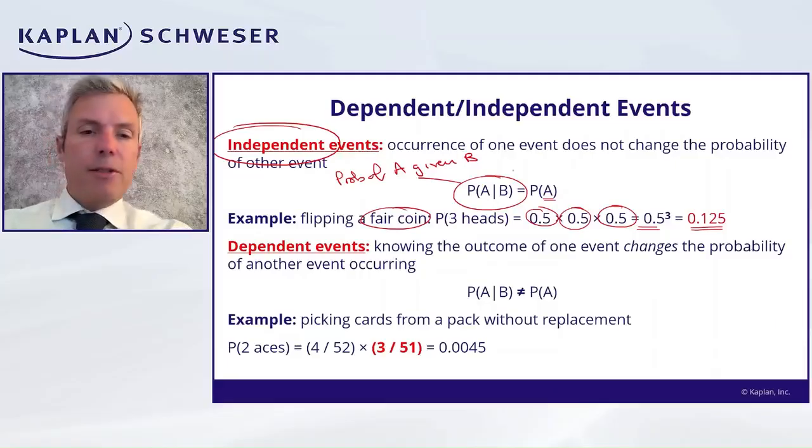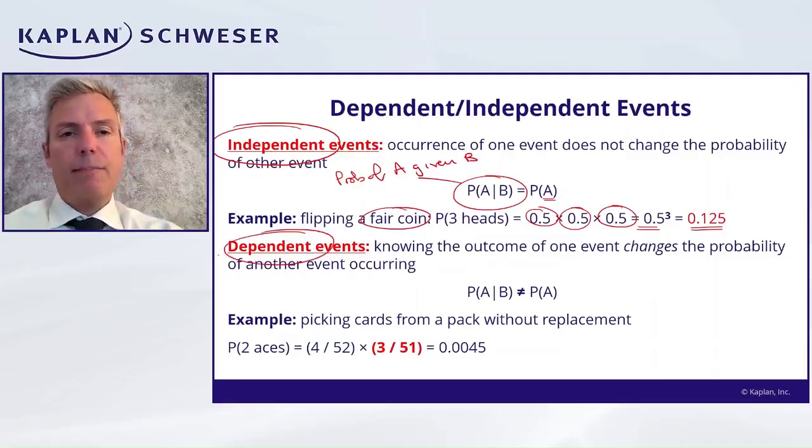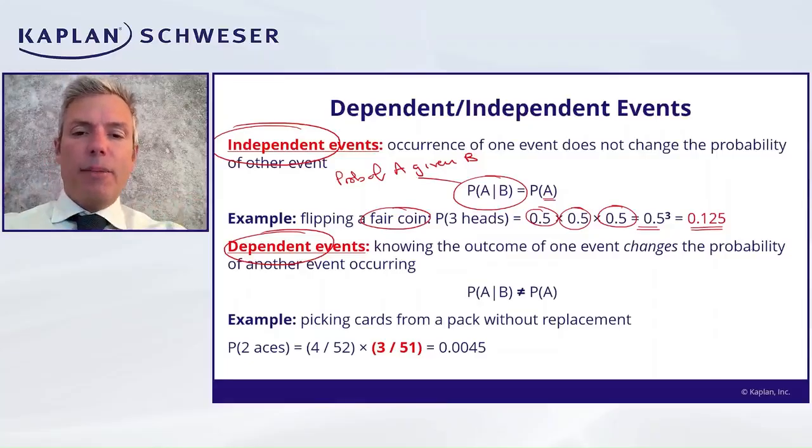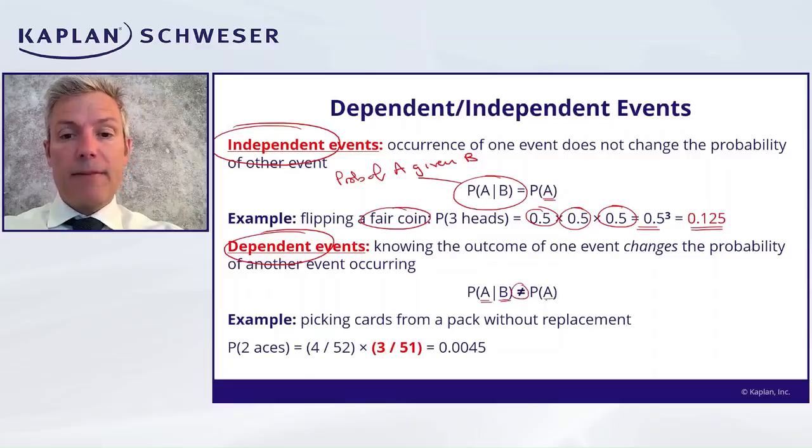So dependent events, well, the logical extension of this discussion is that dependent events are events where the probability of an event occurring is affected by whether or not another event has occurred. So the probability of A occurring, given that we know B is occurring, is not the same as just the probability of A occurring, what's called unconditionally, more generally.